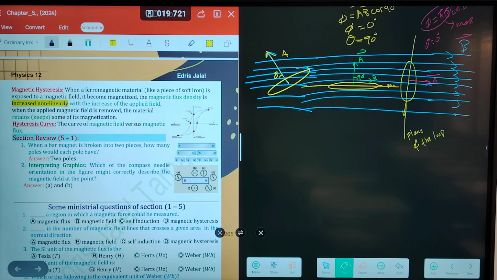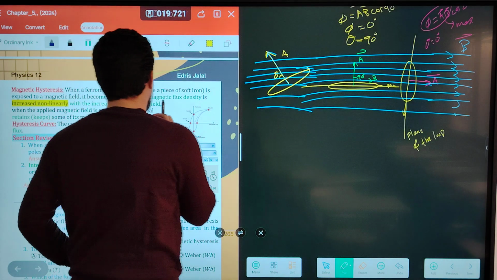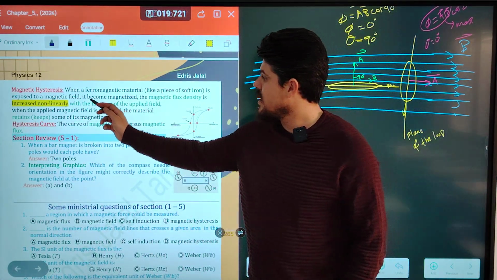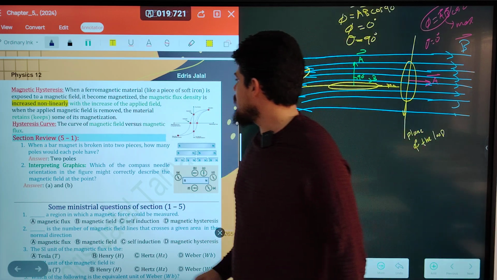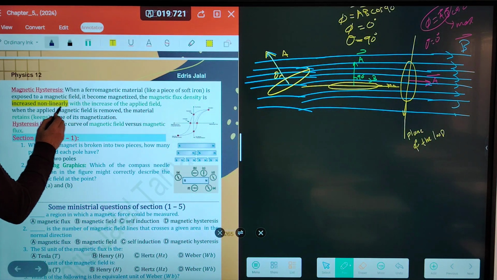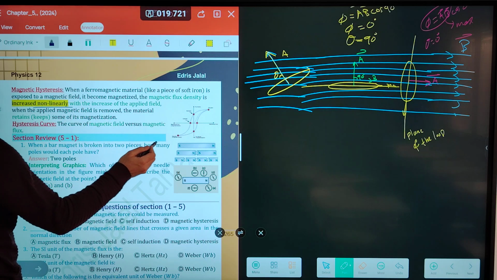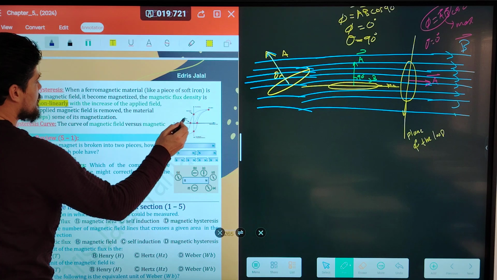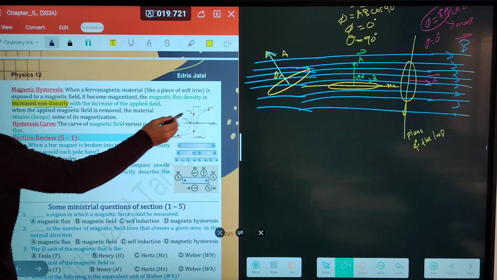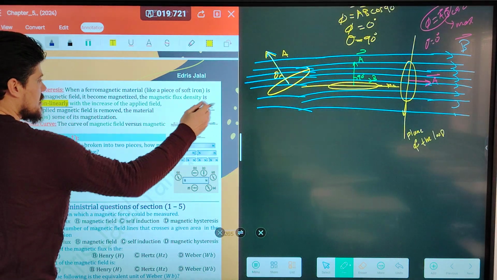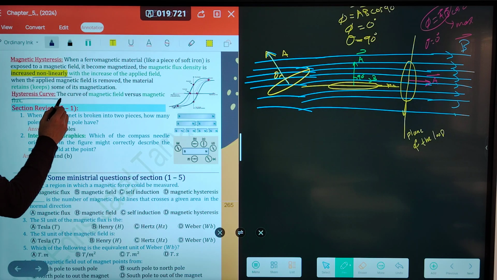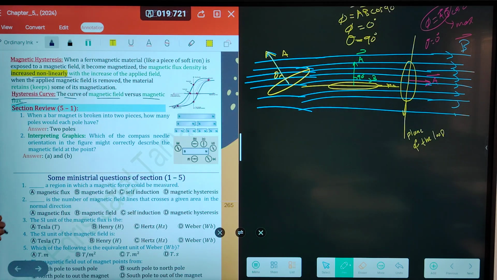What is magnetic hysteresis? The last topic in this section. When a ferromagnetic material like a piece of soft iron is exposed to a magnetic field, it becomes magnetized. The magnetic flux density increases non-linearly with the increase of the applied field. The relation between the magnetic flux and the magnetic field is not linear, it is like a curve. So the magnetic hysteresis curve is the curve of magnetic field versus magnetic flux.